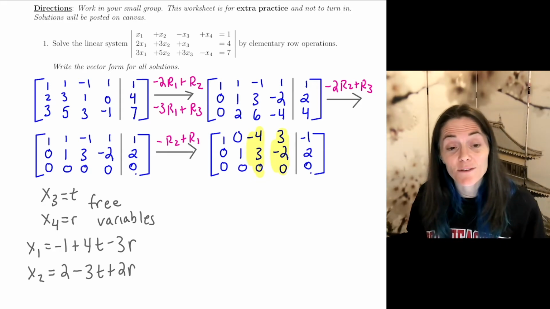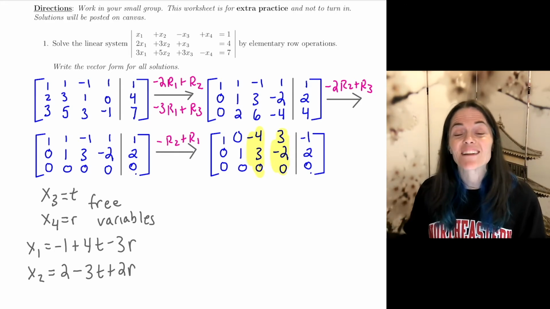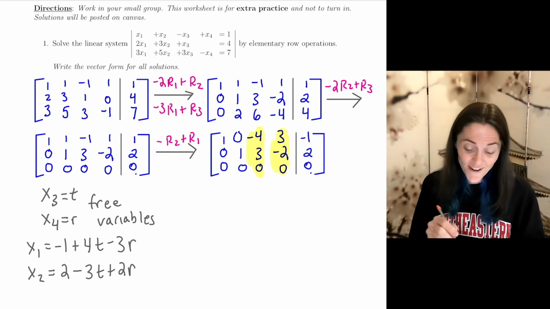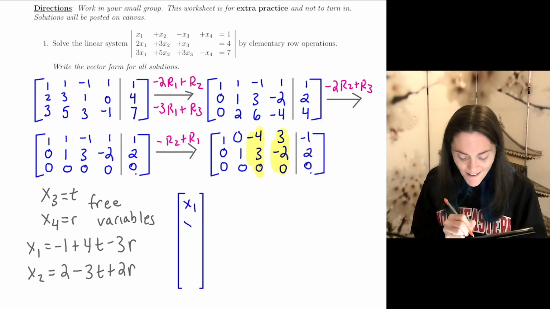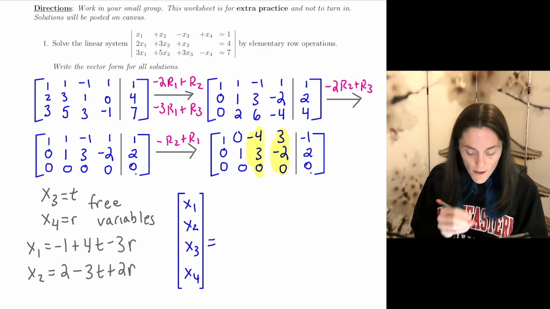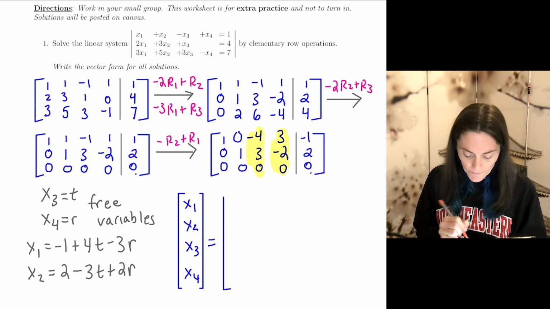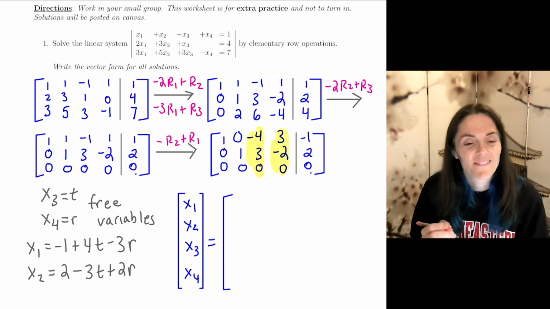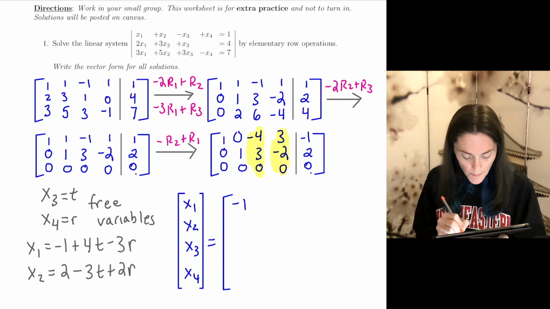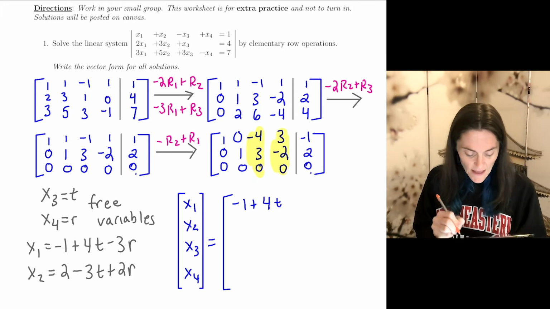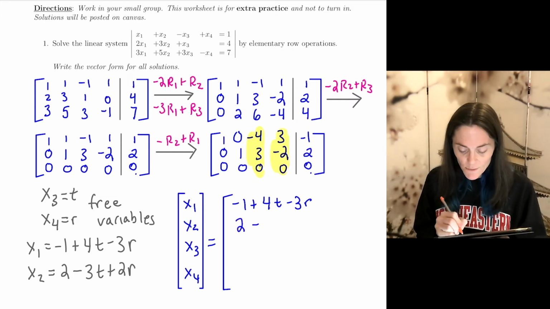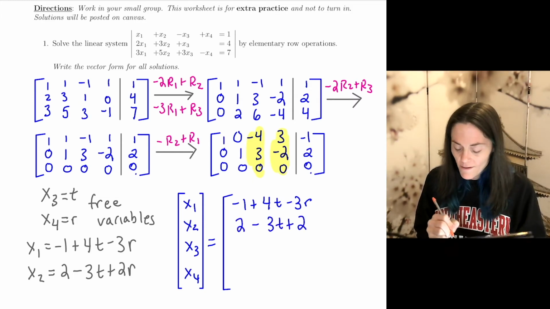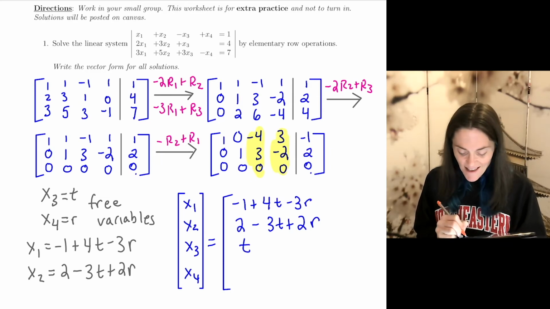Now let's write this in vector form. We have found all solutions. Note that we have infinitely many solutions, and we have 2 free variables here. So let's write this in vector form. We have x1, x2, x3, and x4. x1 is -1 plus 4t minus 3r. x2 is 2 minus 3t plus 2r. And x3 is t, x4 is r.